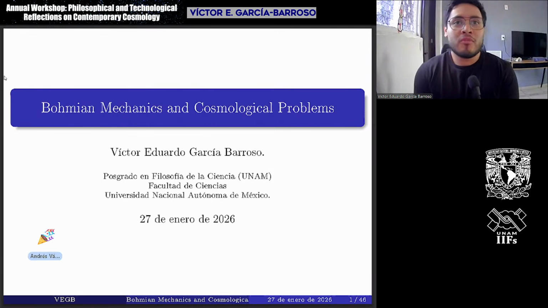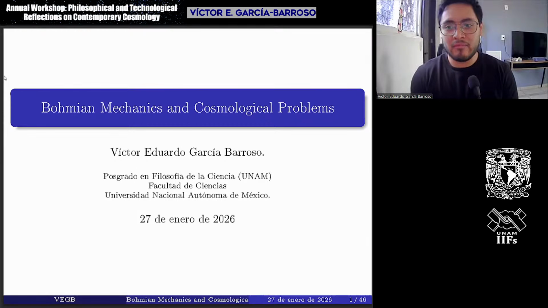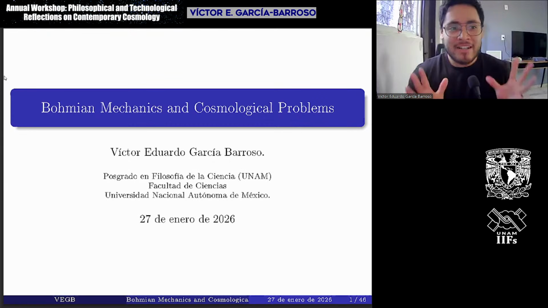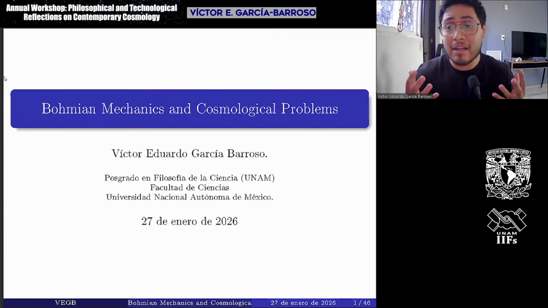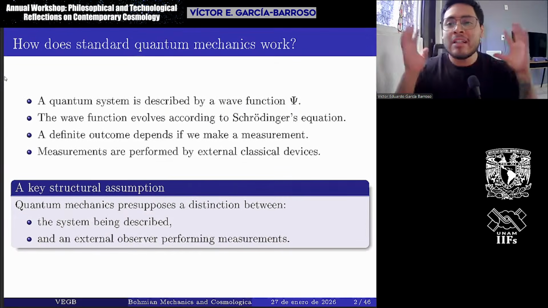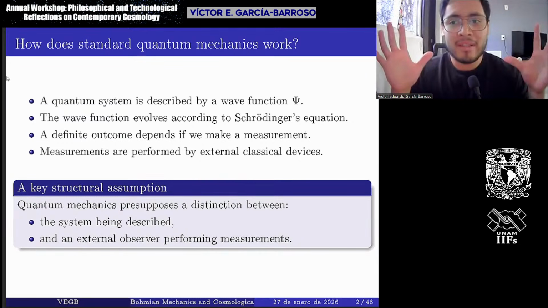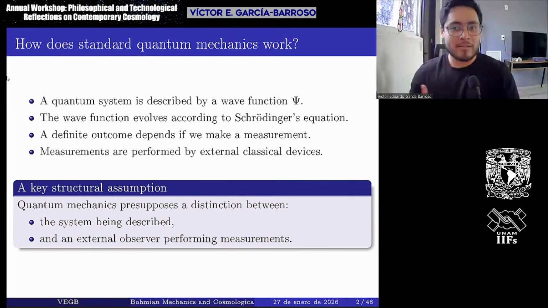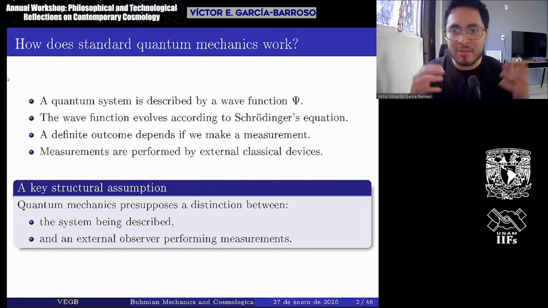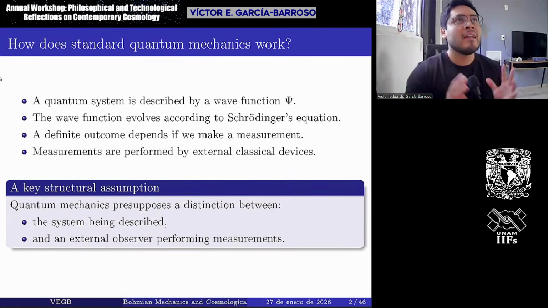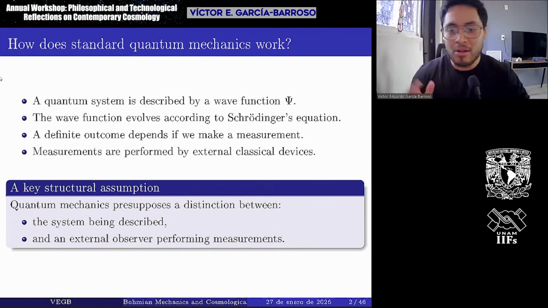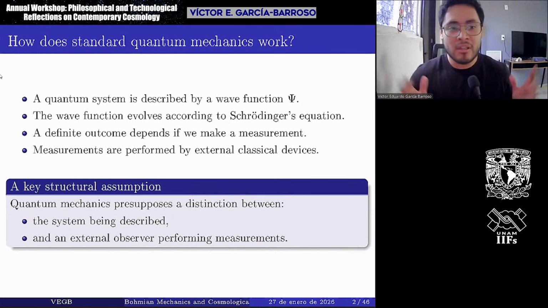If you take some class in a faculty of science, maybe you never heard about Bohmian mechanics. Some physicists take it as a curiosity, but I will argue that it's not the case. There is a big problem in quantum mechanics, and this is related with cosmological problems, but let's go slow. Let's start with the basics of standard quantum mechanics.